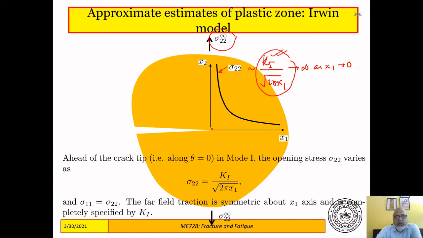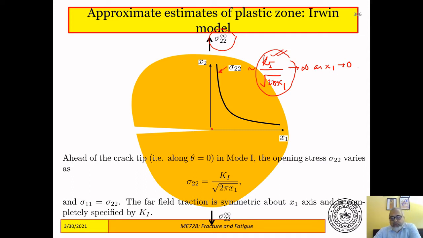We also look at first a mode 1 problem, which is symmetric, which means that sigma 22 is the only remote stress that I have applied. Everything else at the remote boundaries, every other component of stress is equal to 0.